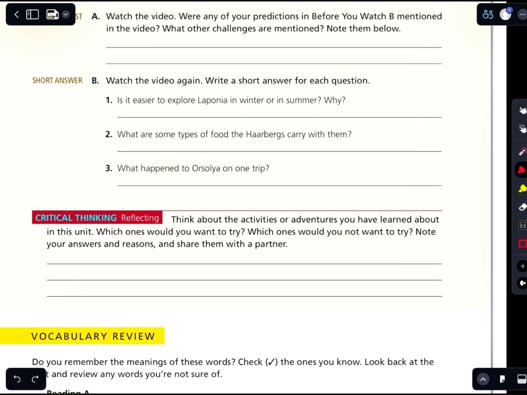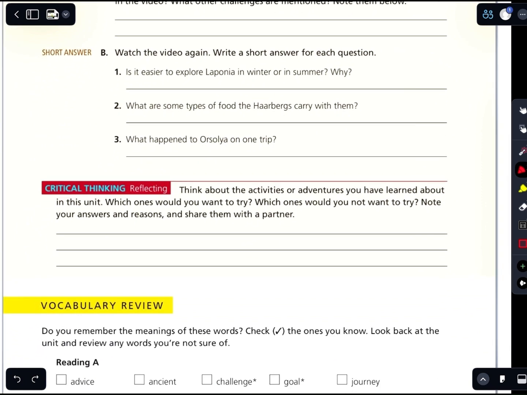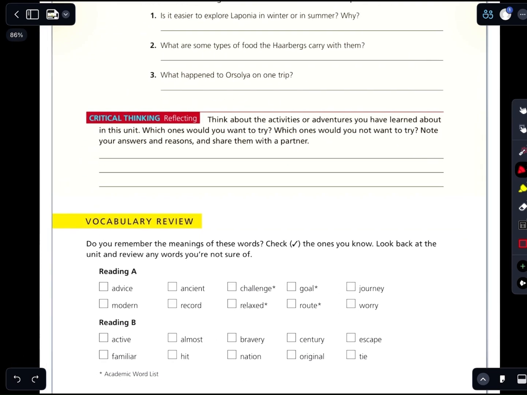And then the last question here, think about the activities or adventures you have learned about in this unit. We've learned some great stuff here. Remember the bicycle trip that took 2 years, the land diving and volcano surfing in Vanuatu, and we're learning about Laponia now. Which ones would you want to try? Which ones would you not want to try? Okay, so think about all the activities and adventures. What do you want to do? And what do you not want to do? And you can say why.